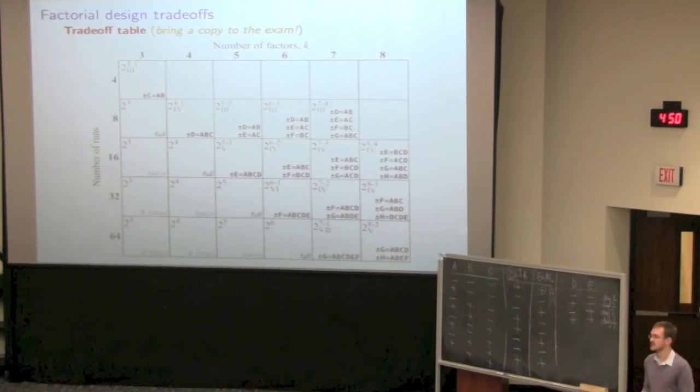If you're randomizing, there's no guarantee that the effect will disappear. Because this is going to guarantee that those G's and H's cancel out.